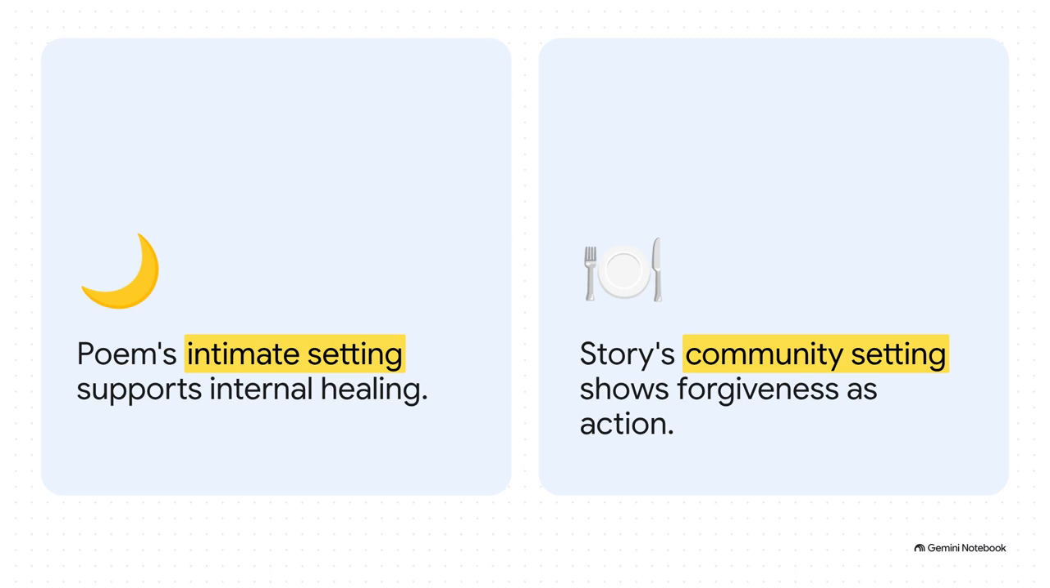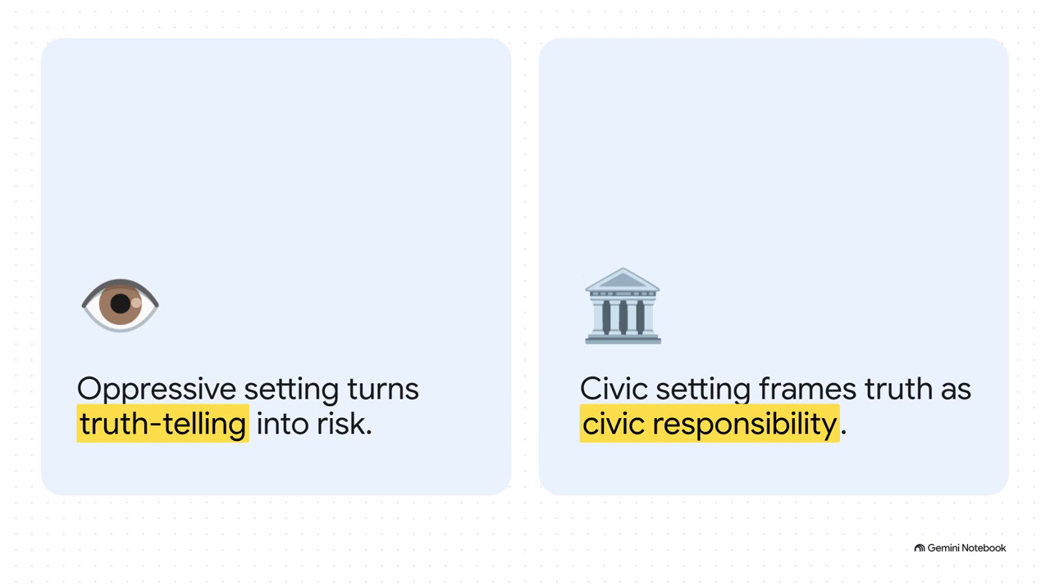Here's our first example. We're comparing the theme of forgiveness. Text A is a poem where forgiveness arrives as this really quiet inner release, set totally alone in a quiet room at night. But text B is a short story where forgiveness requires this huge public confession and repair, set at a crowded, really loud family dinner. Notice how the intimate setting of the poem supports internal healing, but the community setting of the story shows forgiveness as a public, outward action. Woven together, they give us a much broader, richer understanding of what forgiveness truly means. The crucial point here is building on that contrast.